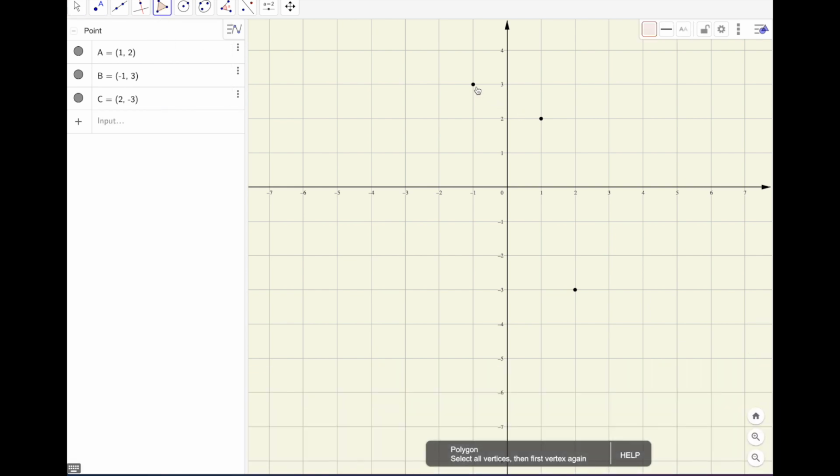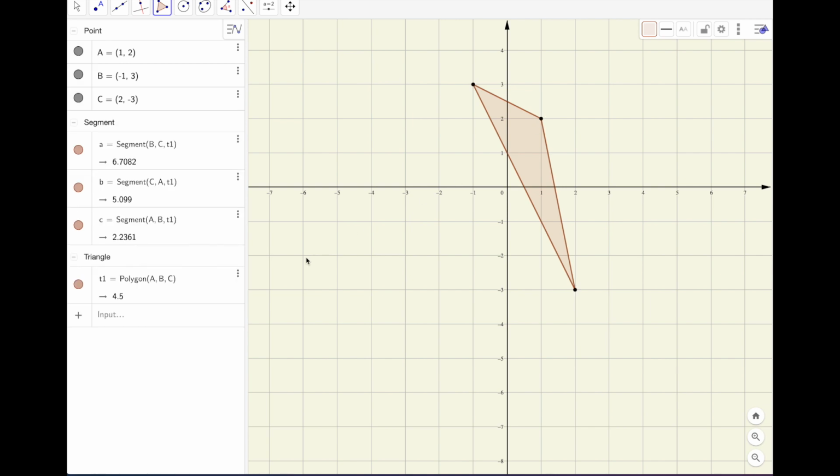So I will select this point and that point and that point, and then come back again. So that's my triangle, and I would recommend here it's better to show the label. So this is point A, not to get confused, and this is this one. So this is my triangle that I had in the problem.